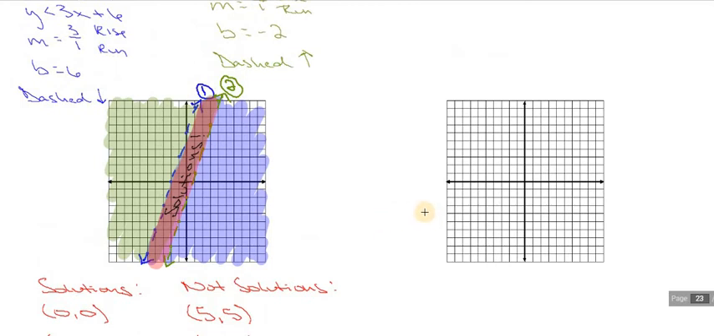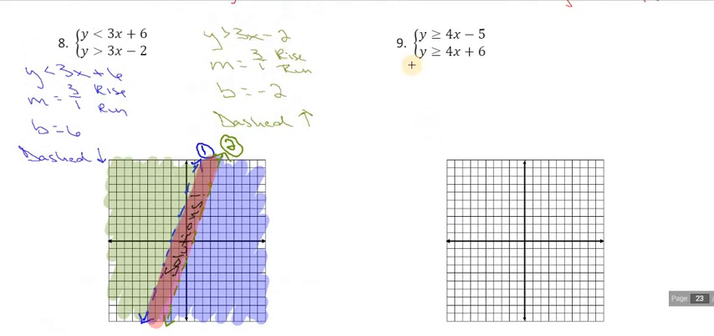And we'll do one more of this type. Number 9. Our first linear inequality says y is greater than or equal to 4x minus 5. That gives us a slope of positive 4 and a y-intercept of negative 5. Because it is greater than or equal to, that means it is a solid line shaded above.